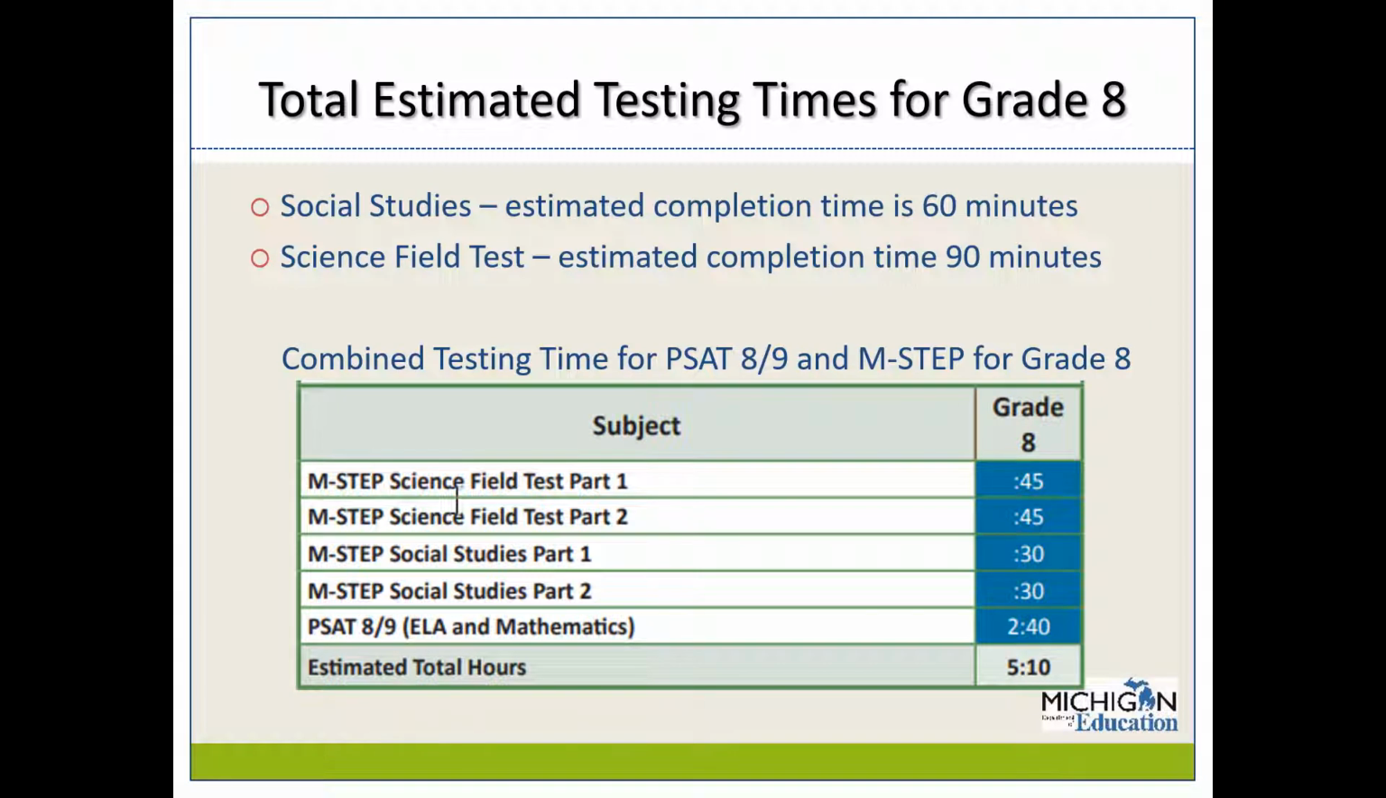The testing times for Grade 8 MSTEP are estimated to be 60 minutes for social studies and 90 minutes for the science field test, but students are allowed as much time as they need. The total testing time for both the MSTEP for Grade 8 and PSAT 8-9 for Grade 8 together will be approximately 5 hours and 10 minutes.